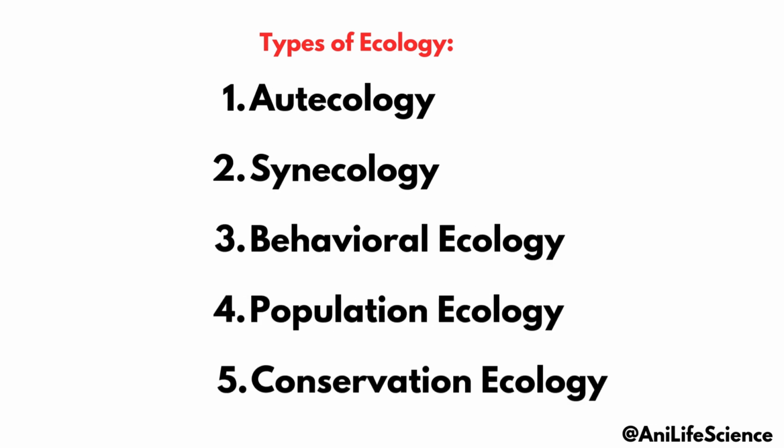Types of ecology are: the first one is autecology, which studies how individual species interact with their environment. Then, synecology looks at how different species in a community interact. The third one is behavioral ecology, which focuses on how animal behavior is shaped by ecological factors. The fourth one is population ecology, which examines how populations grow, shrink, and interact. The last one is conservation ecology, which works on protecting biodiversity and ecosystems.